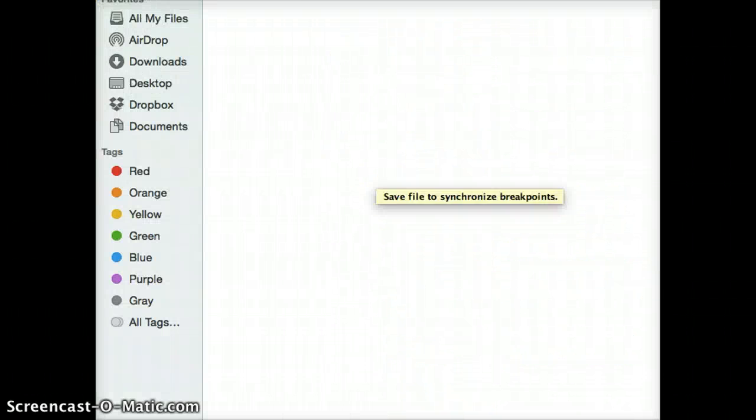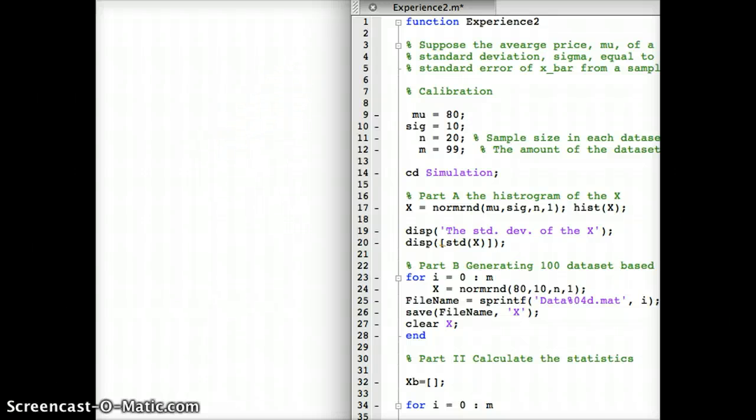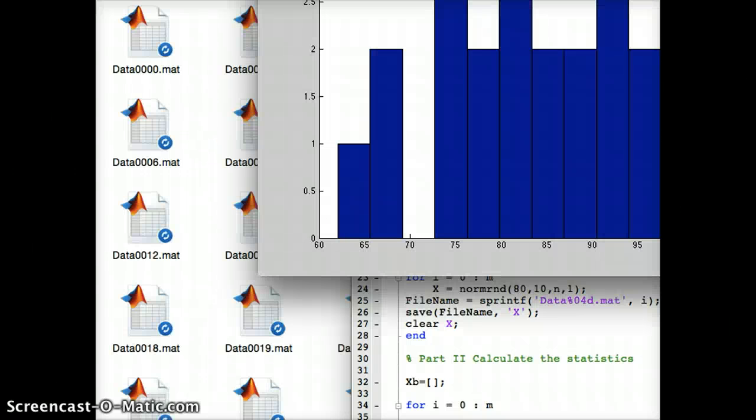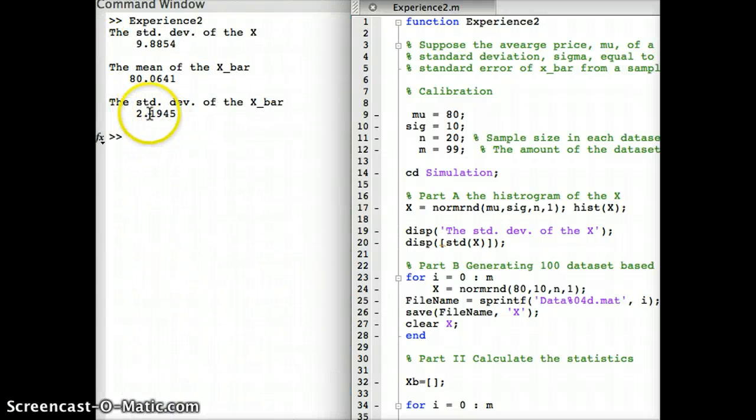Before we go on, we have to make sure there is no data set in this folder of the simulation. Now let's try it. What we get is 2.19 for the standard deviation of the sample mean. The mean of the sample mean is 80.06. The standard deviation of x is 9.88.